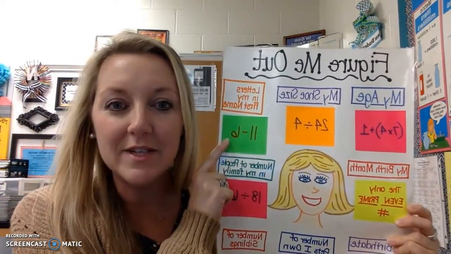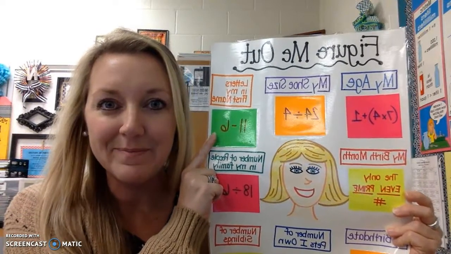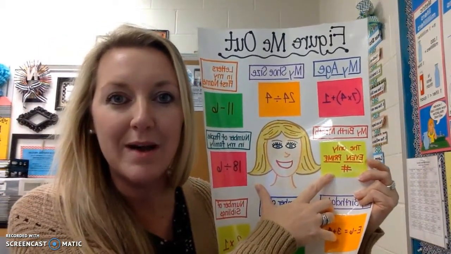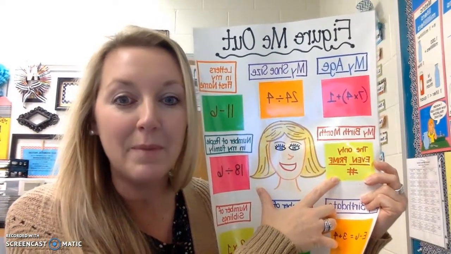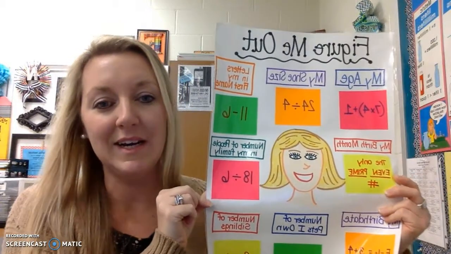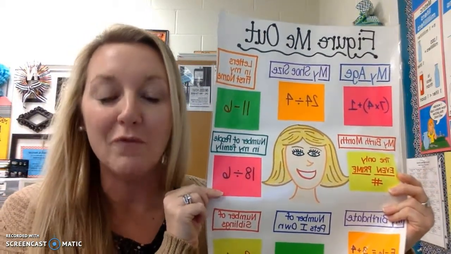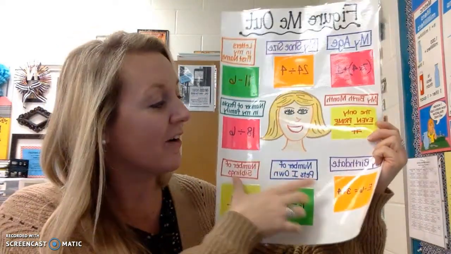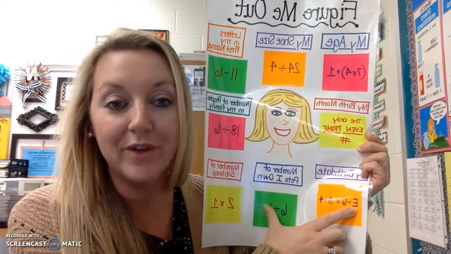The amount of letters in my first name is 11 minus 6. That's 5, E-M-I-L-Y. My birth month is the only even prime number. Ooh, tricky. That would be the number 2. So my birthday month is February. Number of people in my family, this also needs to be updated. Instead of 18 divided by 6, I need to do 24 divided by 6. That would be 4.